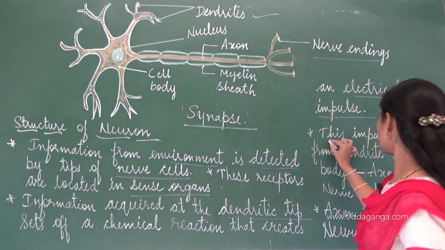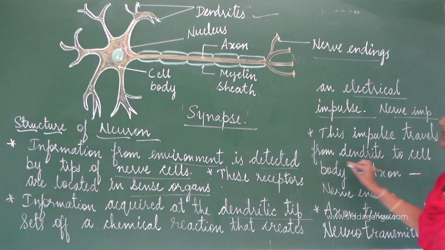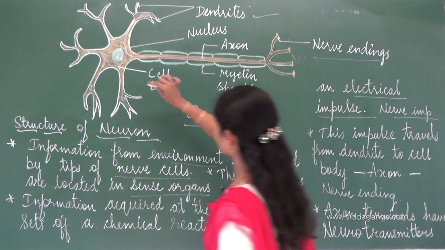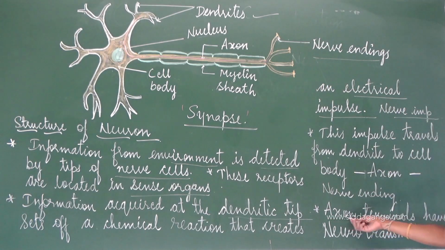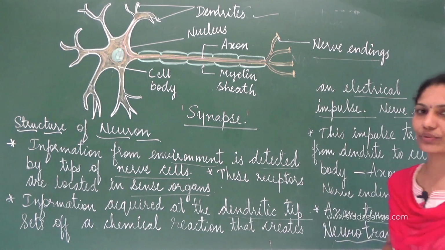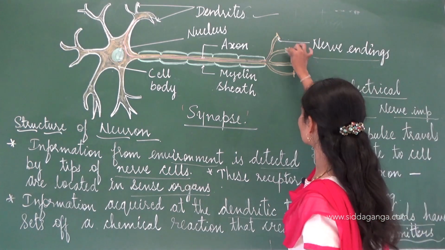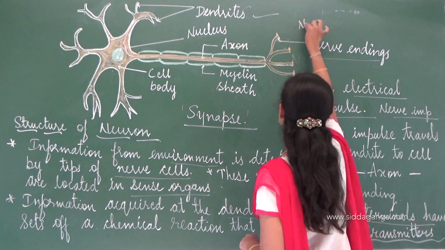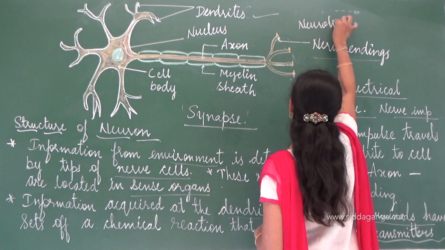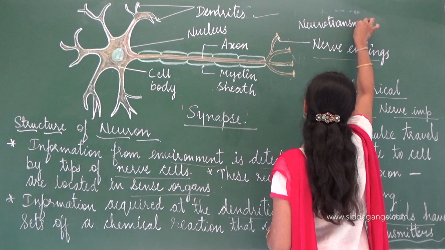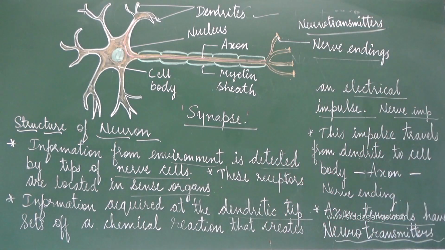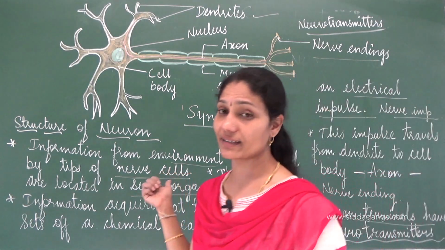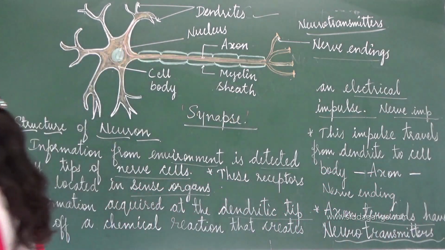So this impulse, the nerve impulse, travels from dendrite to the cell body, to the axon, until the nerve endings. So axon terminals have special type of chemicals called as neurotransmitters. So these are the axon terminals, and they have neurotransmitters. So what are these neurotransmitters? Neurotransmitters are the special type of chemicals. Let's write a note on neurotransmitters now.